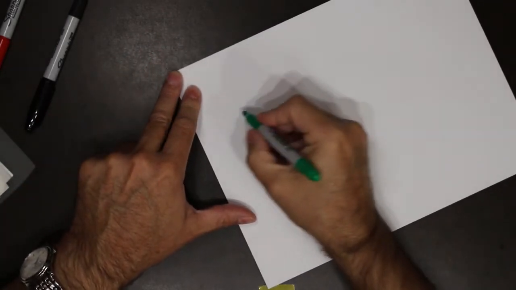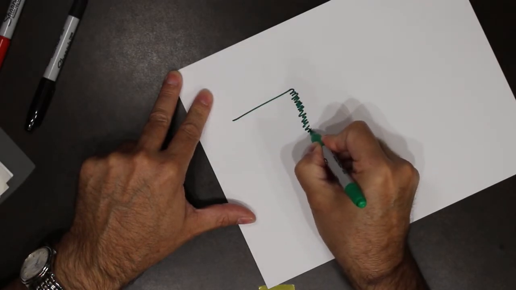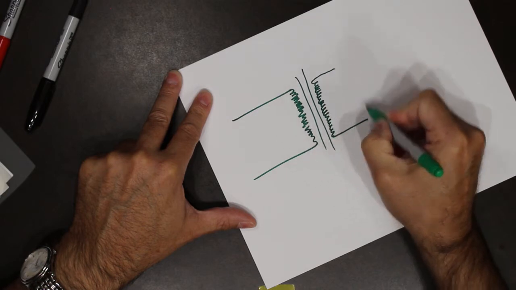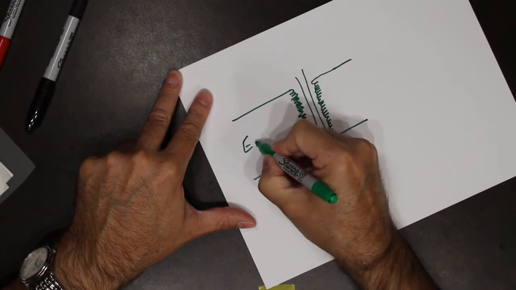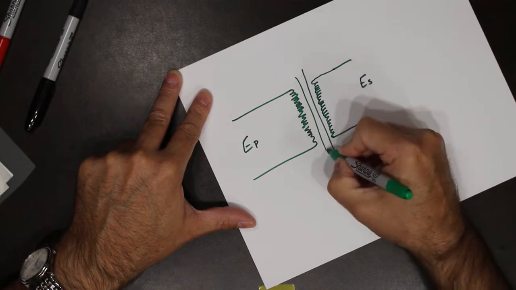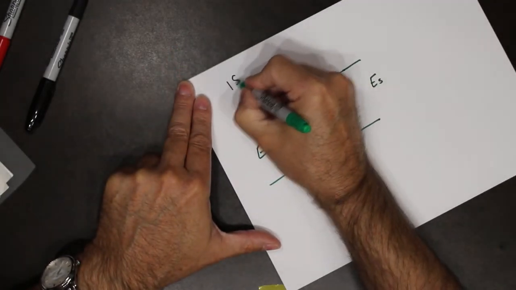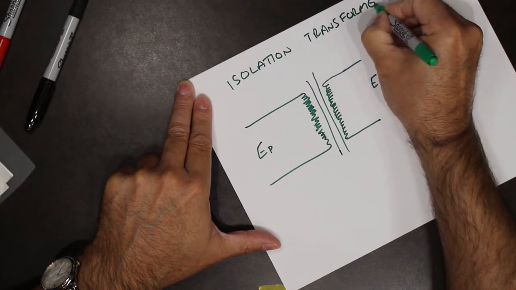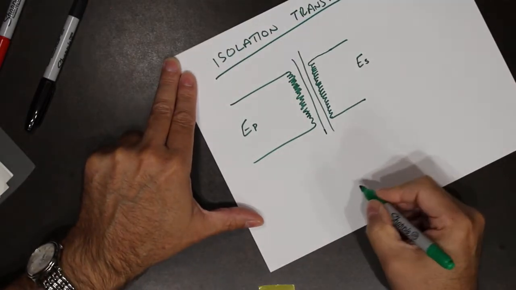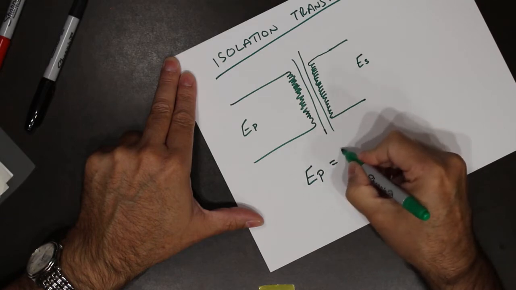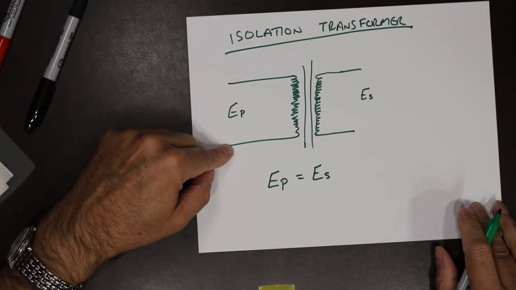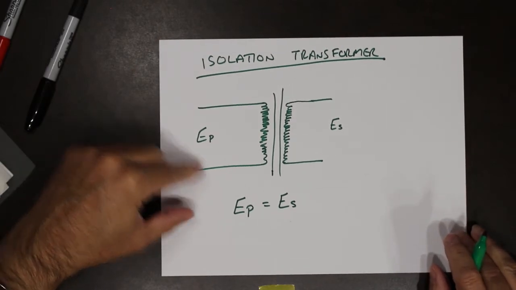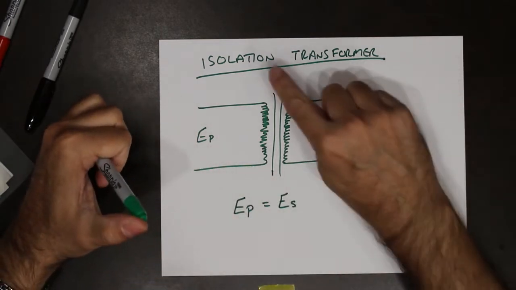The last of the common ones, you have E on the primary, E on the secondary, and this is called an isolation transformer. In an isolation transformer, primary is equal to the secondary. So there's no increase or decrease in the electricity. They are equal. But what you get is isolation.